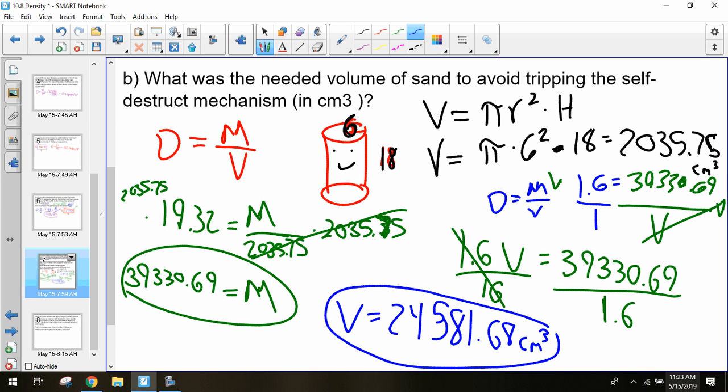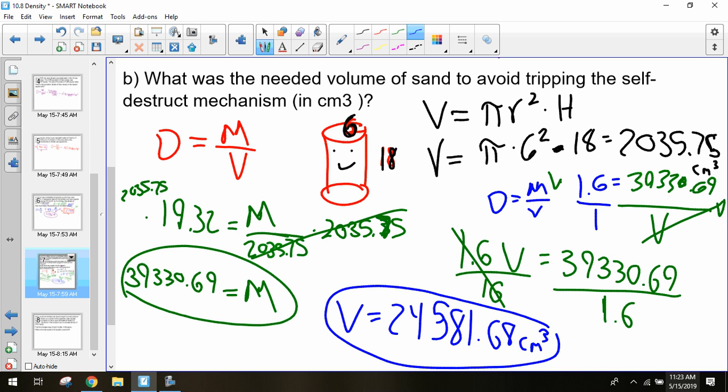24,581. Our initial volume of our idol was 2,335. So our idol's like this big, and then we're replacing it with a 20. This is basically 10 times larger or 12 times larger than our idol. So that's a big bag of sand. So maybe the movie isn't as accurate as it seems, but it's Indiana Jones and Raiders of the Lost Ark, so I don't know everything about it. Whatever.